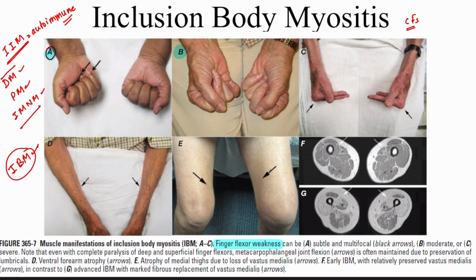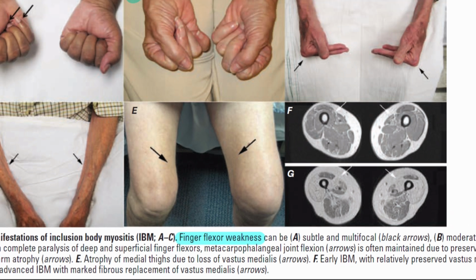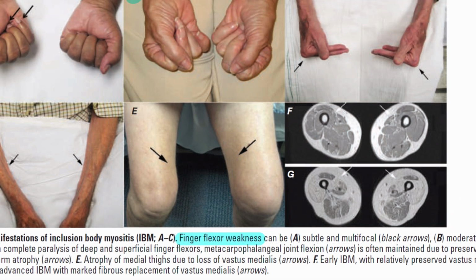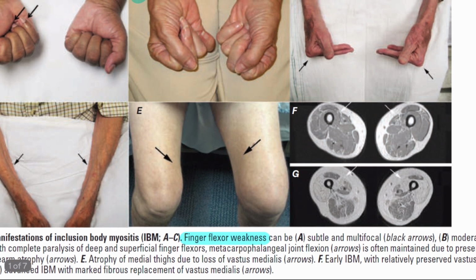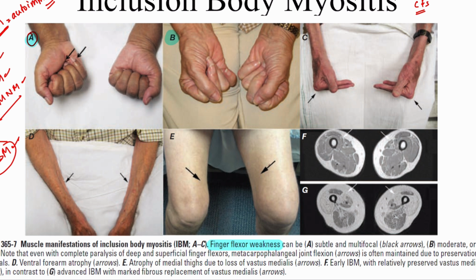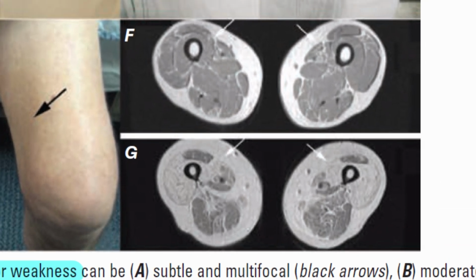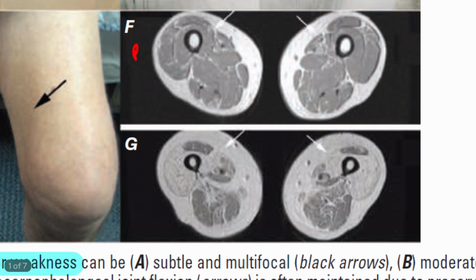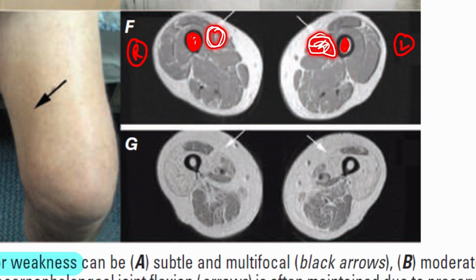Then the very important image is this E, in which there is atrophy of the vastus medialis muscle. The medial side of the thigh is very atrophic because of atrophy of vastus medialis, which is properly shown in here. This is the MRI of the thigh. This is the right thigh, this is the left thigh, right? This is the humerus, and in here it is the vastus medialis muscle. This whole muscle is the vastus medialis muscle.